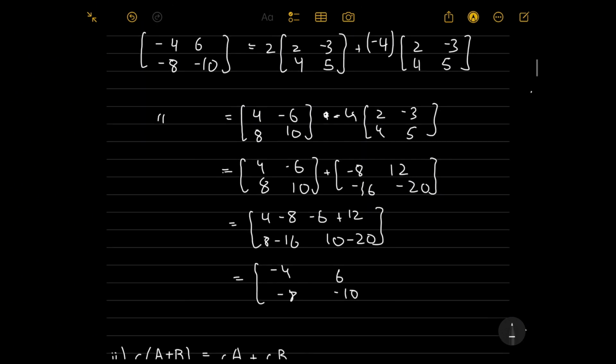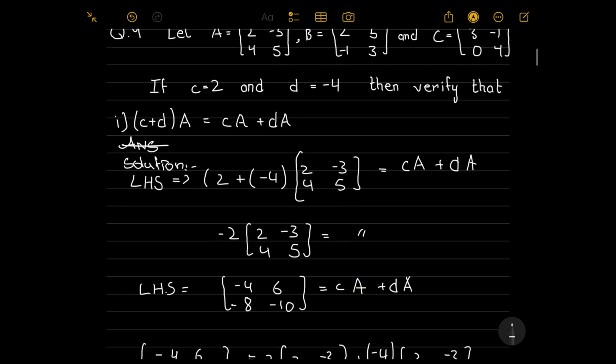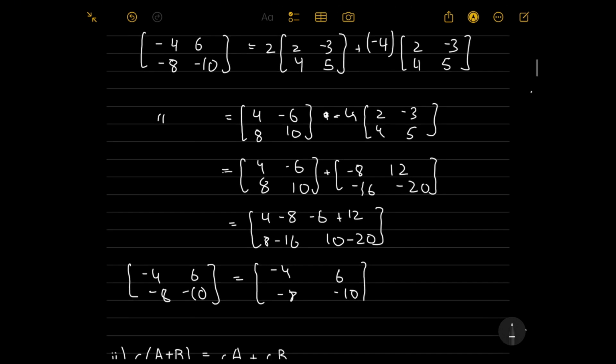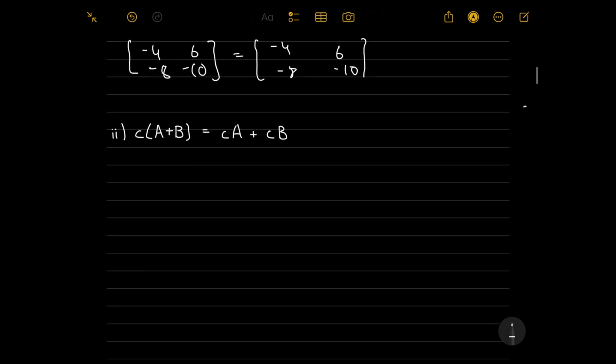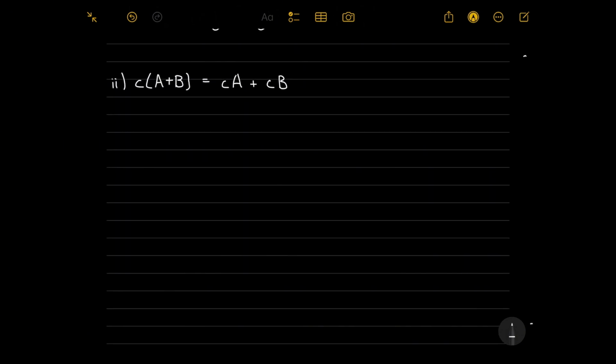And here the left hand side, let me write it here. So minus 4, 6, minus 8, and minus 10. So these both matrices are equal, which means distributive property here is applicable, and left hand side equals right hand side. So the next part, we're going to start the next part, which is this.